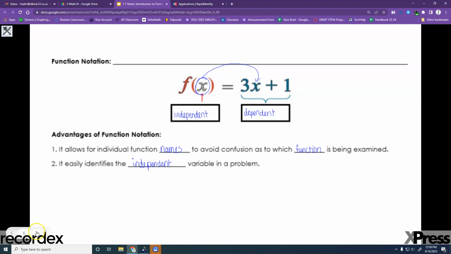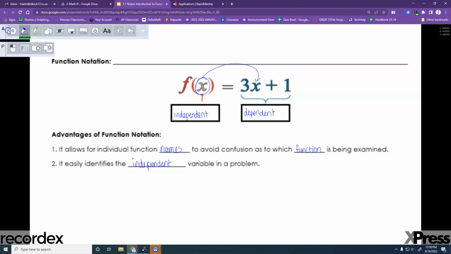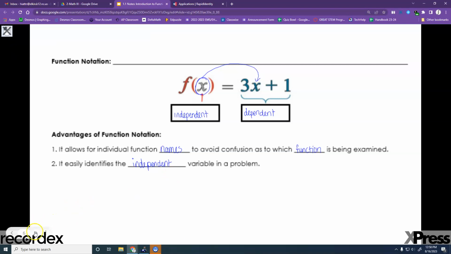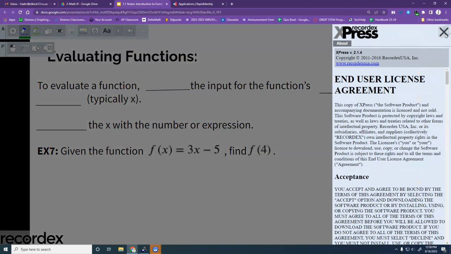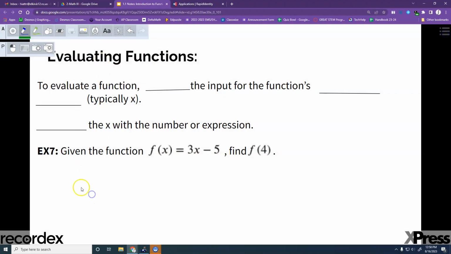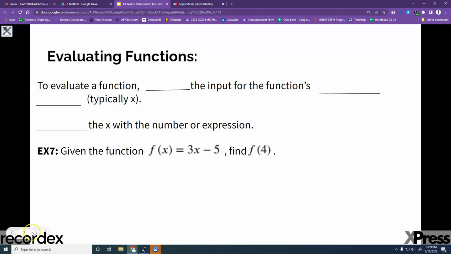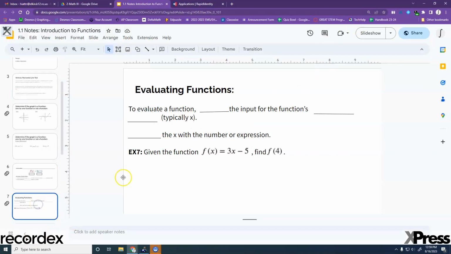All right, let's keep going. Uh-oh. Why is it not going anywhere? Why won't it go to the next one? All right, click here. Let's try starting this maybe over again.